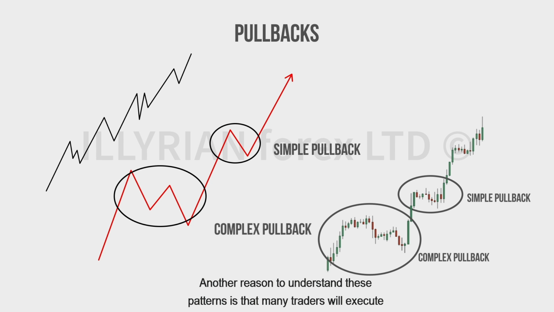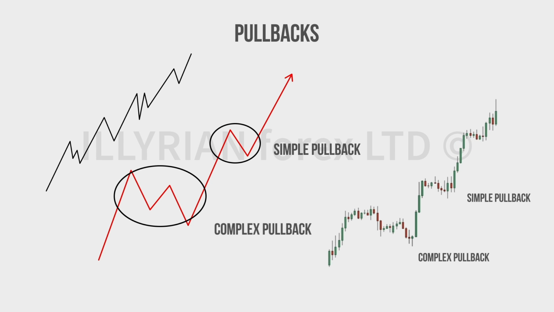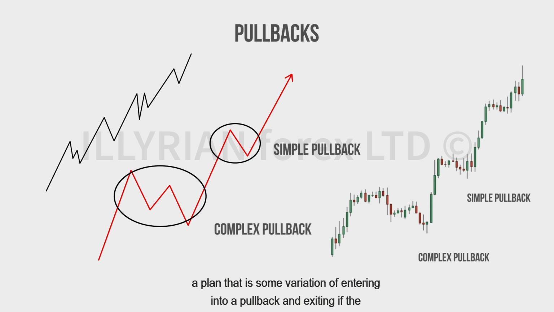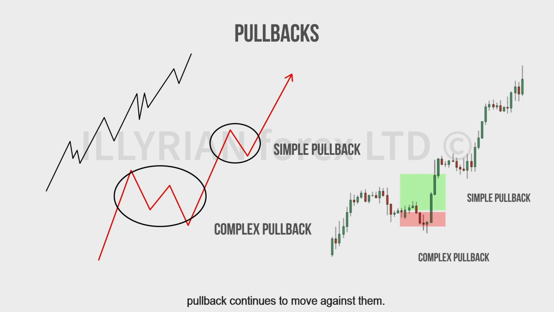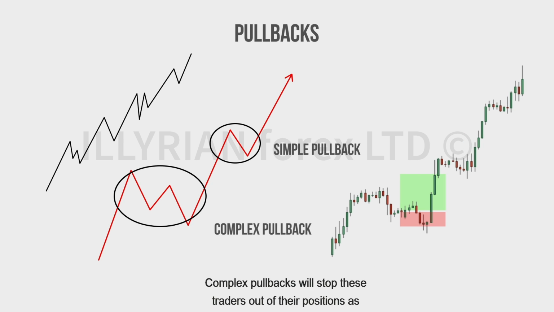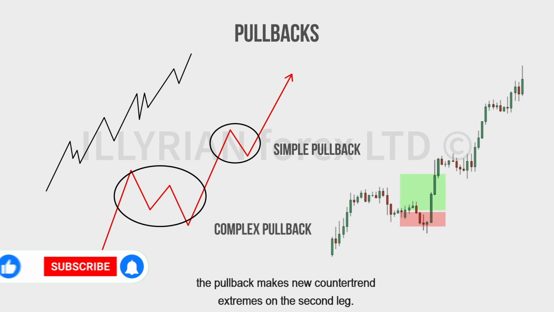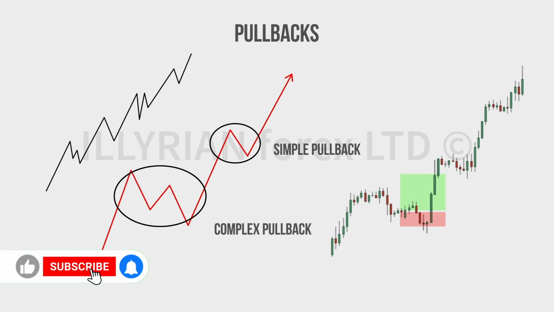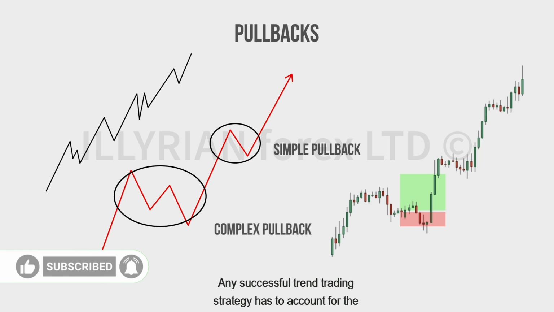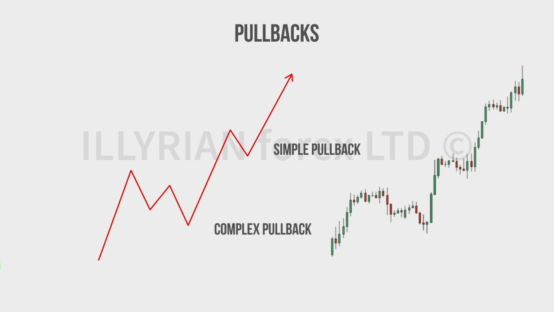Another reason to understand these patterns is that many traders will execute a plan that is some variation of entering into a pullback and exiting if the pullback continues to move against them. Complex pullbacks will stop these traders out of their positions as the pullback makes new counter-trend extremes on the second leg. Any successful trend trading strategy has to account for the possibility of complex pullbacks.